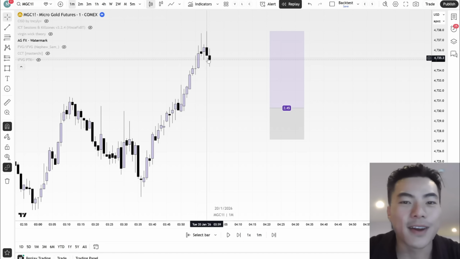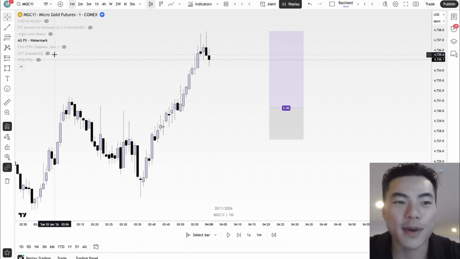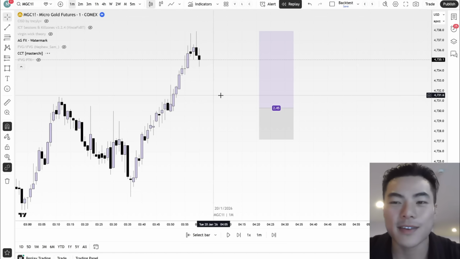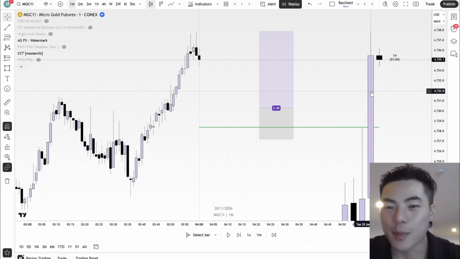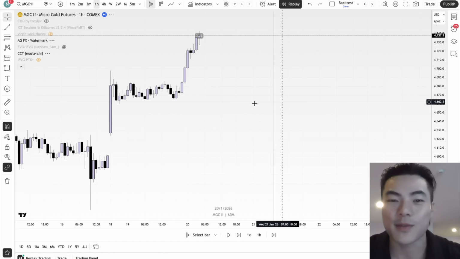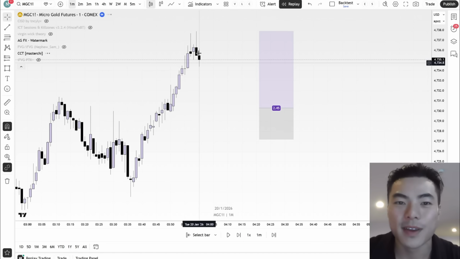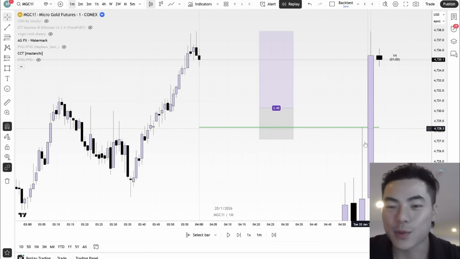Anyways, all right, so let's say we're here. Let me turn on my CCT indicator. Shout out to Master Chi. Okay, so bang, my indicator shows me the 1 hour chart, so I don't have to switch back and forth between the 1 hour and the 1 minute. This literally just shows what's happening on the 1 hour.